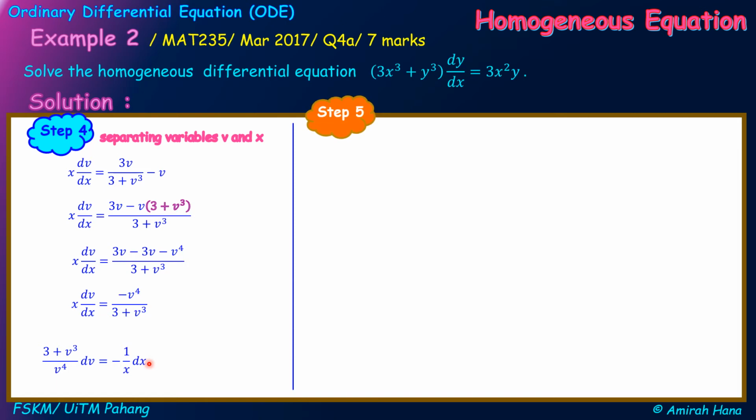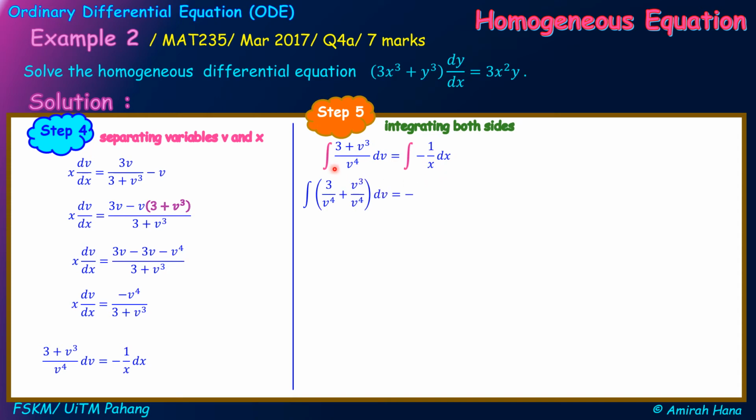After that, we continue with step 5. After we separate variables v and x, we can integrate both sides. So we just put the integration sign on both sides. Now we have the integration of (3 plus v cubed) over v to the power of 4 dv equals the integration of negative 1 over x dx.